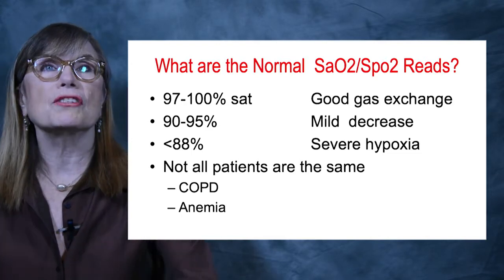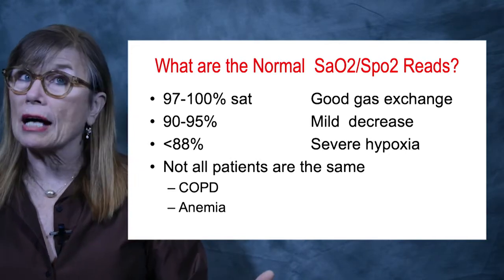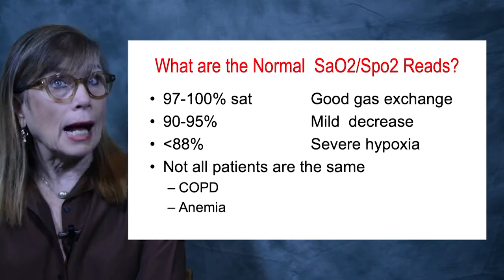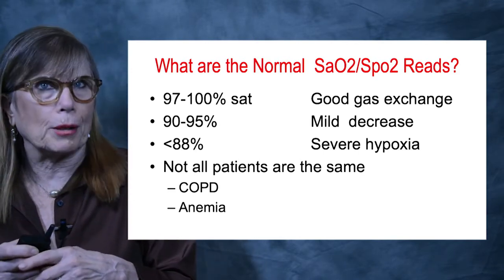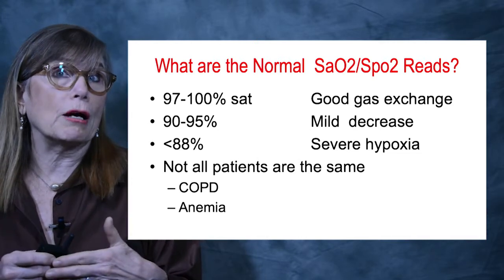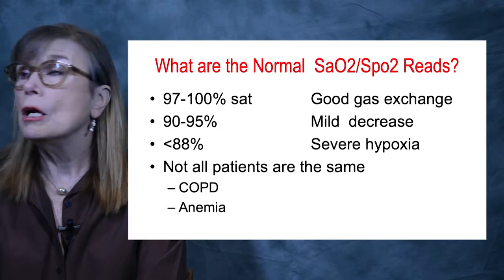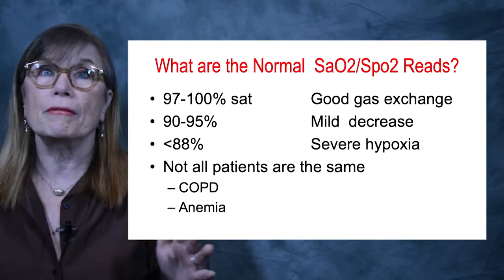97 to 100% sat, whip! We've got great gas exchange in terms of oxygen. Now, we don't know about CO2 yet, but in terms of oxygen. 90 to 95% is a mild decrease, but acceptable. In the acute and critical care situation, anything less than 88% saturation is going to be considered an indicator of severe hypoxia, and we're going to be very concerned.